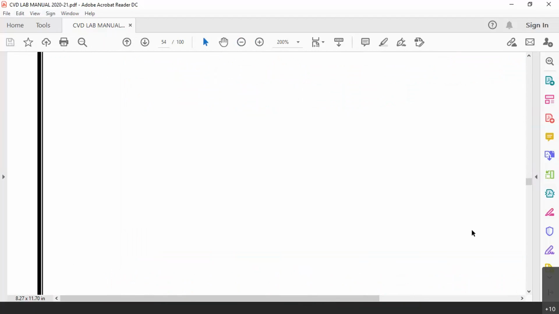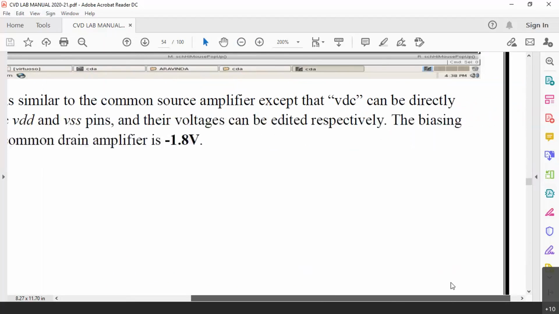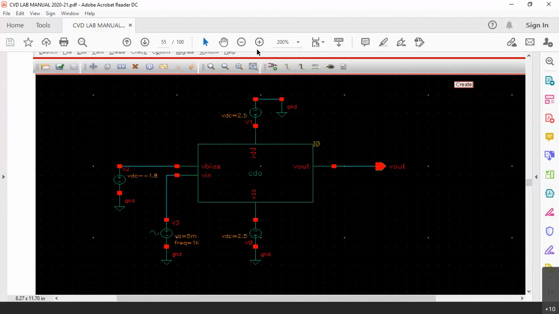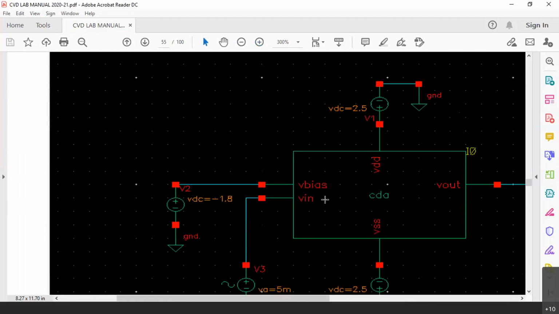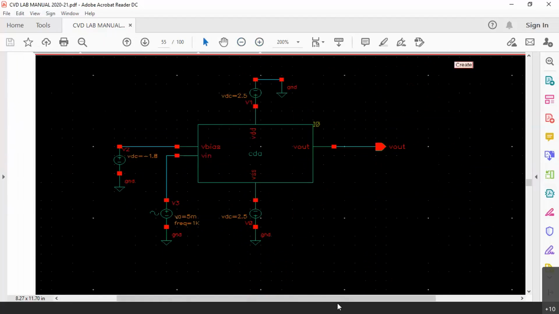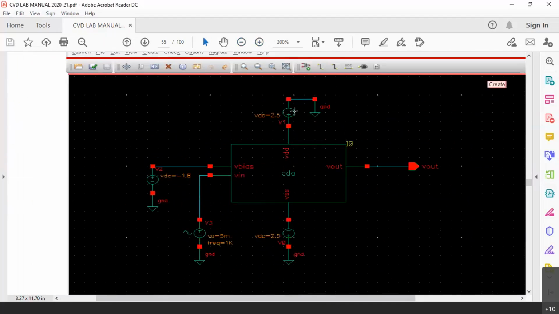Now this symbol can be directly connected, and the V bias for the common drain amplifier is now minus 1.8 volts. Now you can see here this is the common drain amplifier circuit, where at the top you can see the power supply is directly connected, unlike our earlier approach where we used to use symbols. As I told you, that is one approach, this is one approach, both are going to yield the same result.